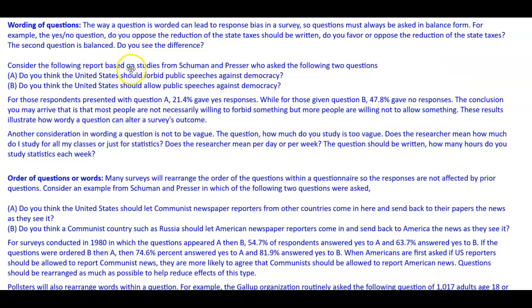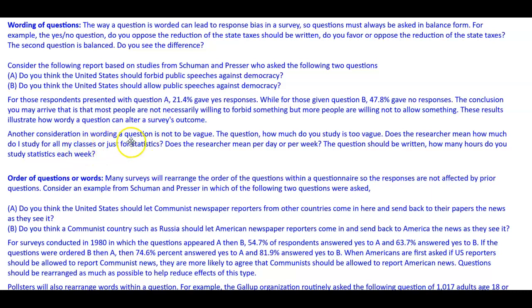Now, consider the following report based on studies from Schuman and Presser, who asked the following 2 questions. A. Do you think the United States should forbid public speeches against democracy? B. Do you think the United States should allow public speeches against democracy? For those respondents presented with question A, 21.4% gave yes responses, while for those given question B, 47.8% gave no responses. The conclusion you may arrive at is that most people are not necessarily willing to forbid something, but more people are willing not to allow something. These results illustrate how the wording of a question can alter a survey's outcome.